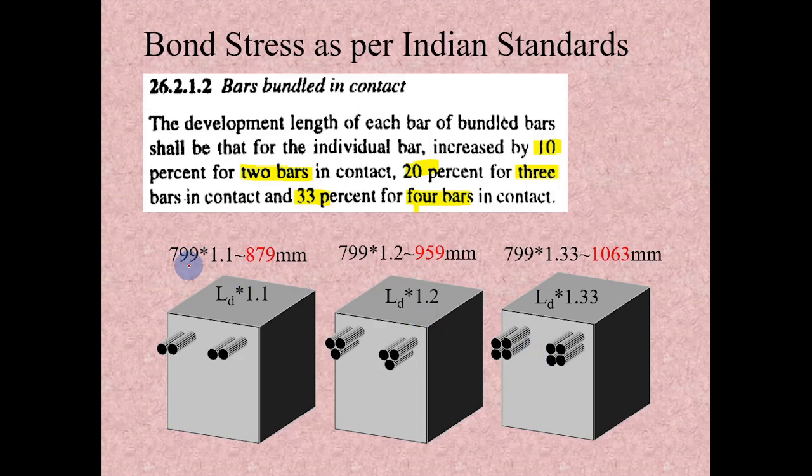So 799 is the development length required for one 20 diameter bar. If two 20 diameter bars are bundled, then we have to provide 879 as the development length. If three bars are provided in one bundle, then we have to provide 959 for the development length, and if four bars are provided as a single bundle, then we have to provide 1063.